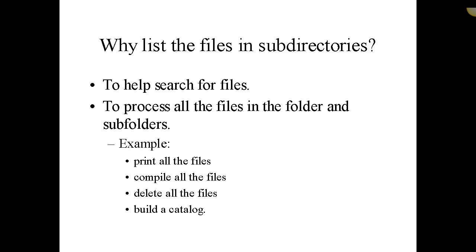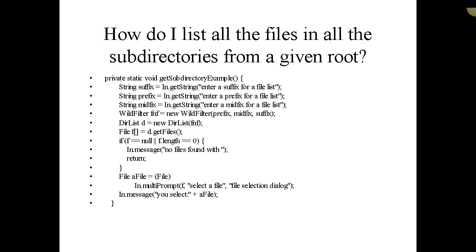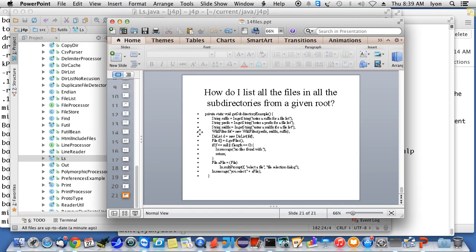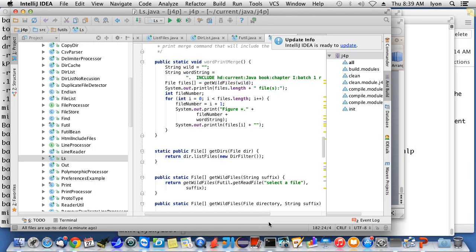And the reason you'd want to do that is maybe you'd like to compile something or print all the files or delete all the files. Don't do that. Or build a catalog of files. And you can use a mechanism for creating a file name filter and then create the so-called DirLister, which will give you a list of files in the present directory and all the subdirectories. So let's go into the DirLister.